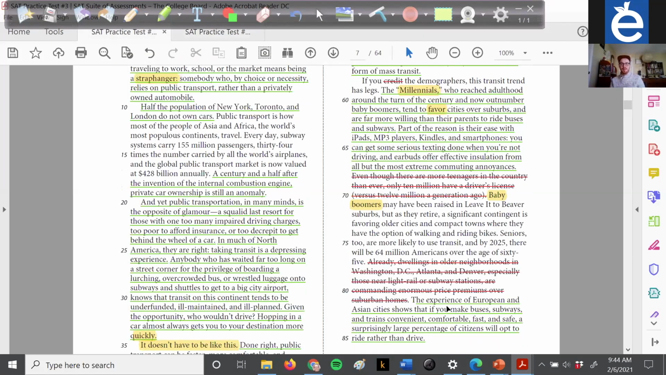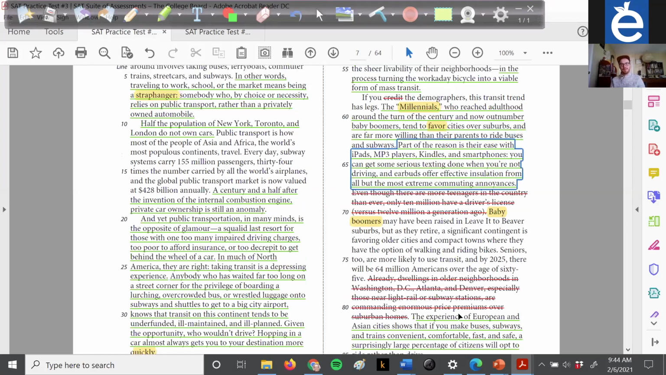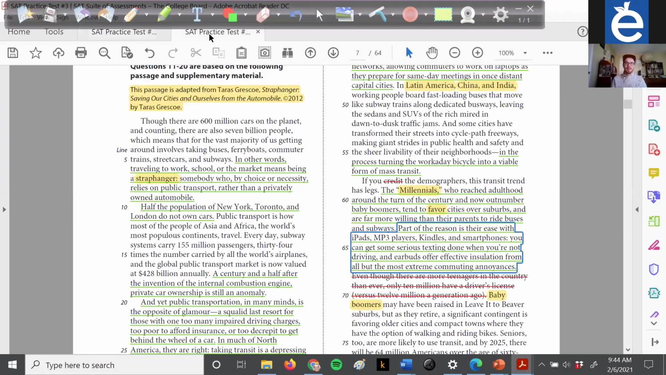But the upside of all this may feel like a waste of time going through all this when we had such a clear right answer. But now we have some additional context for this paragraph when we go back to number 11.